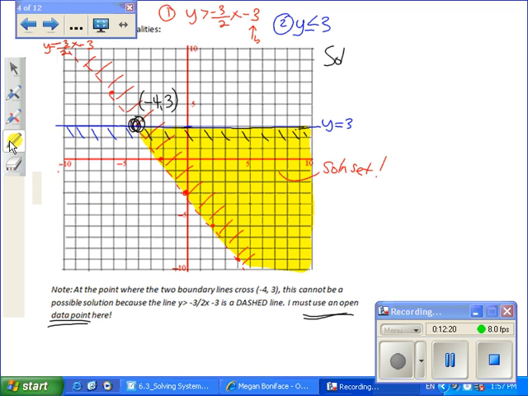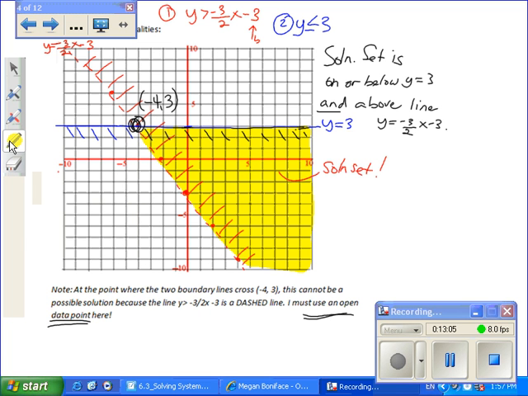I can use words to describe that, and that's what we're going to do. So we're going to say the solution set is on or below y = 3, and above the line y = -3/2 x - 3. So it's on or below my solid blue line and above my dashed line. That's my solution set.